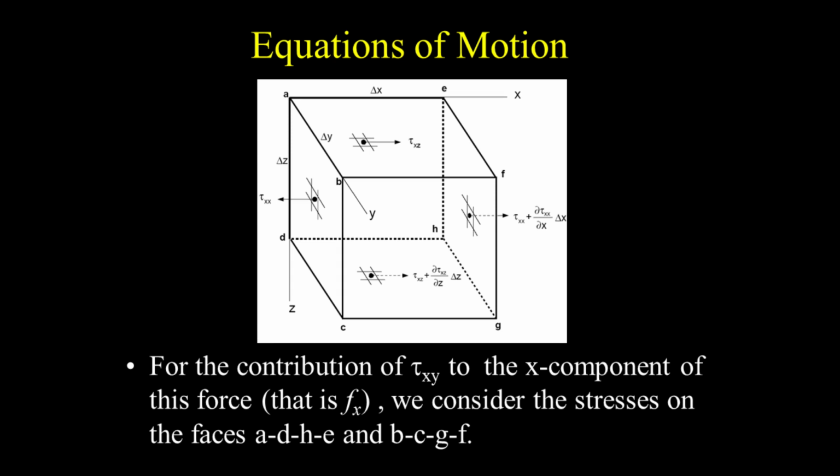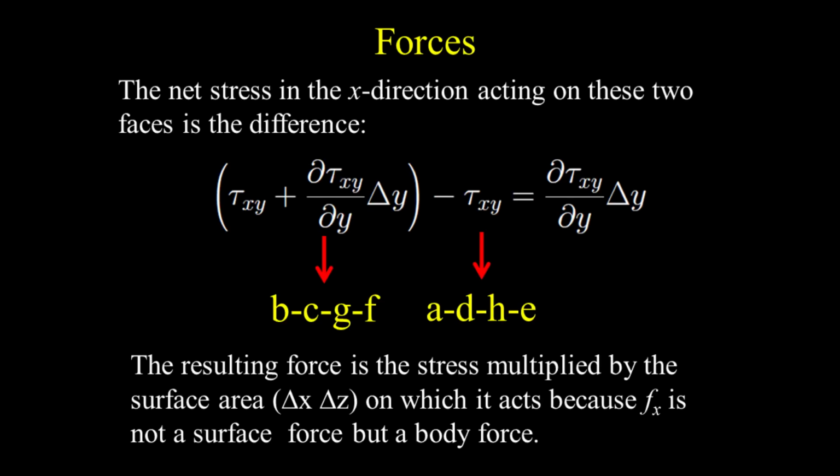For the contribution of tau xy to the x component of this force, that is Fx, we consider the stresses on the faces A, D, H, E, and B, C, G, F. The net stress in the x direction acting on these two faces is the difference, which is the stress on the face B, C, G, F minus the stress on the face A, D, H, E. Again, the resulting force is the stress multiplied by the surface area on which it acts, because Fx is not a surface force, but a body force.